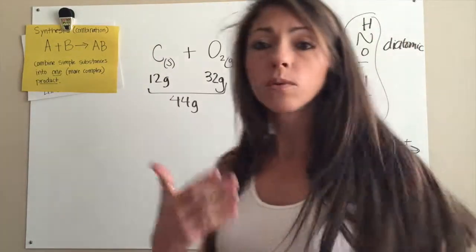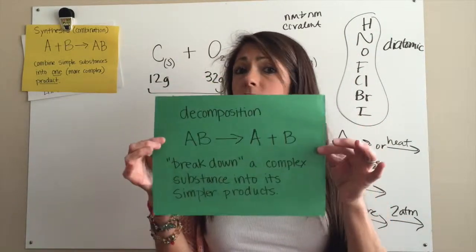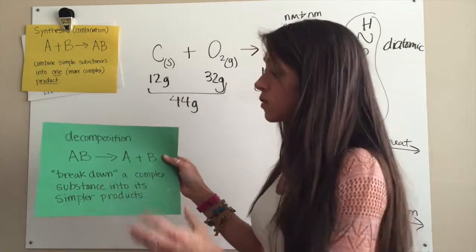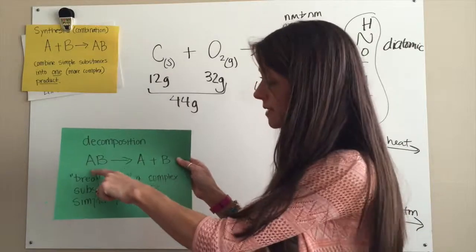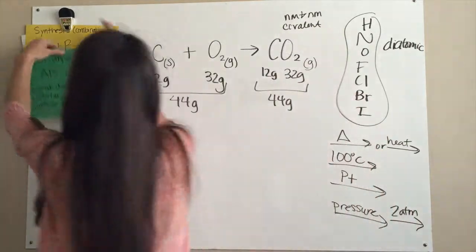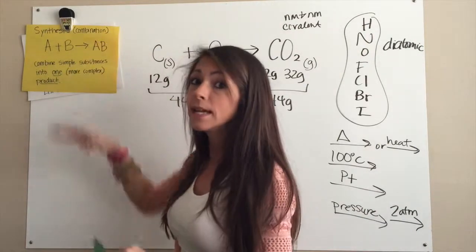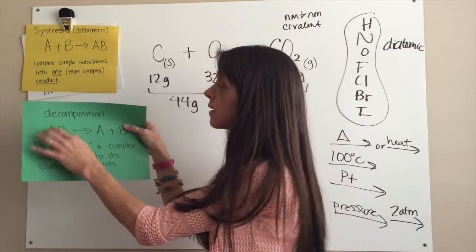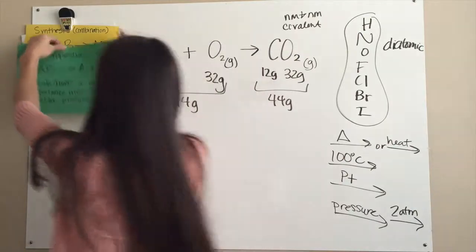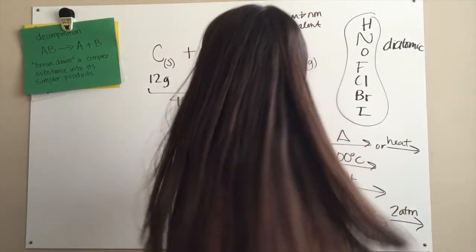Now, I am going to switch to our next type of reaction, which is the exact opposite of a synthesis, called a decomposition reaction. A decomposition reaction is where you will start with the more complex substance and break it down into its simpler parts. Okay, so in a synthesis reaction, you end up with one more complex product. Here you start with the more complex product or more complex substance as your reactant, and then you break it down, because to decompose means to break down, and that's exactly what we do here.